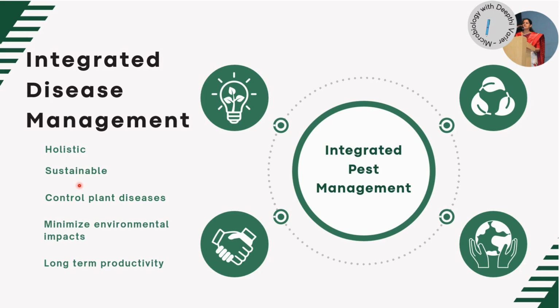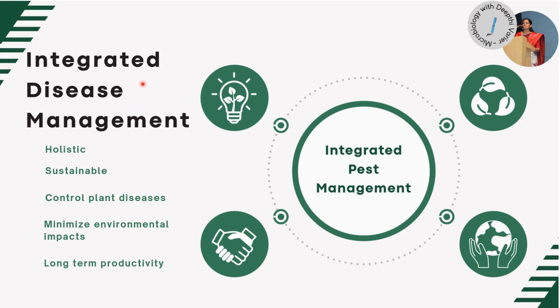It's a sustainable approach, and it is used in agriculture to control the plant diseases, to control the plant pests effectively, at the same time minimizing any kind of adverse environmental impacts. So you do want to control the plant diseases and the pests, but you do not want to harm the environment by use of chemicals, for example. So you are trying to minimize the environmental impact, and at the same time you're ensuring that there's long-term productivity. These terms together is what sums up the meaning of integrated pest management.